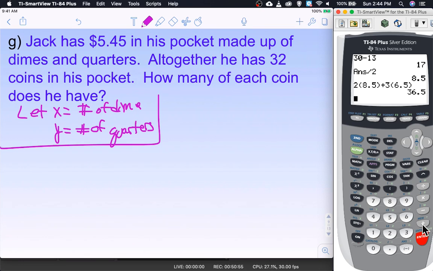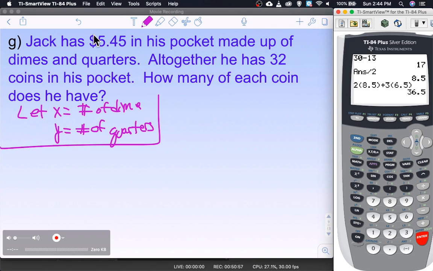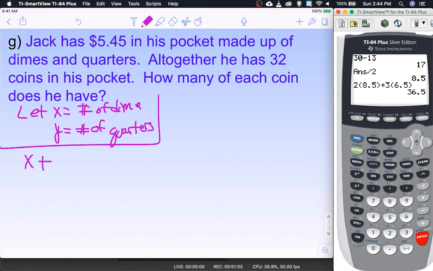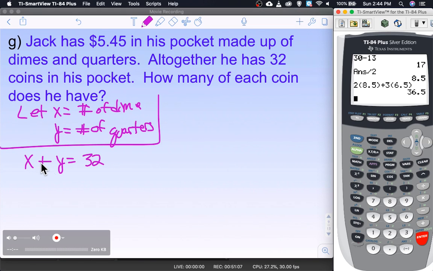Equations. We actually have two different pieces of information. We have the total value of the money in his pocket and how many total coins he has. So the one equation is going to be x plus y equals 32. This is the coins equation. Coins plus coins equals total coins. Dimes plus quarters equals total coins in his pocket.